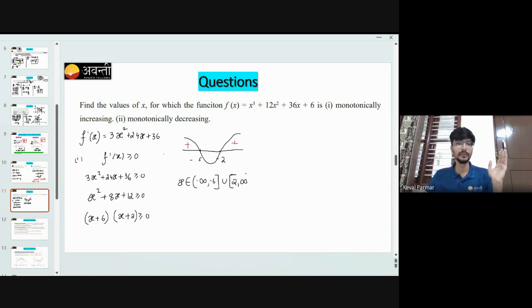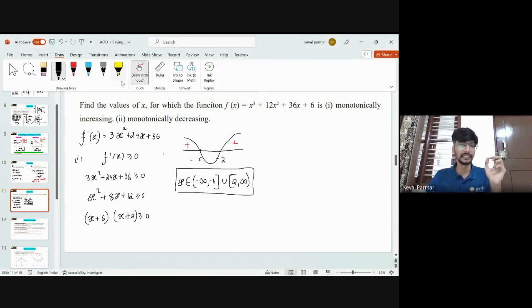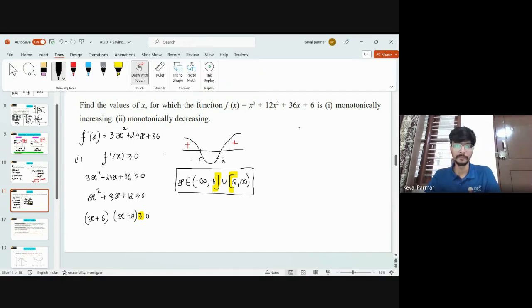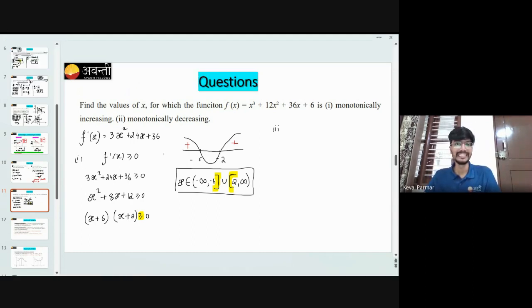Why did I use a square bracket on -2 and -6? Because there was equality here. Therefore, there is a square bracket here and here. Got it? And if someone asks the second type, decreasing, that means f dash of x is less than or equal to 0. So these steps will all be the same. We just will get x plus 6 into x plus 2 less than or equal to 0.